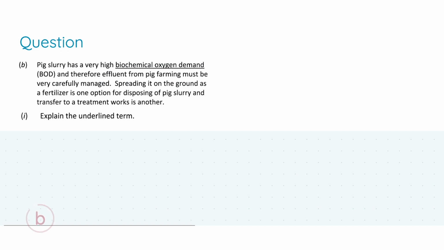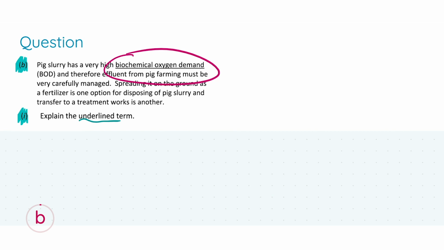Moving on now from part A and onto part B, we are asked a question on water and biochemical oxygen demand. At the start of part B, we were given a paragraph giving us a bit of information about biochemical oxygen demand. We're told that pig slurry has a very high BOD, and therefore effluent from pig farming must be very carefully managed. And in part I, we were asked to explain the underlying terms. So in this case, we're being asked to explain biochemical oxygen demand. Unfortunately, this is just a straightforward definition, but I'm going to try and give you a little bit of clarity to what's behind it.